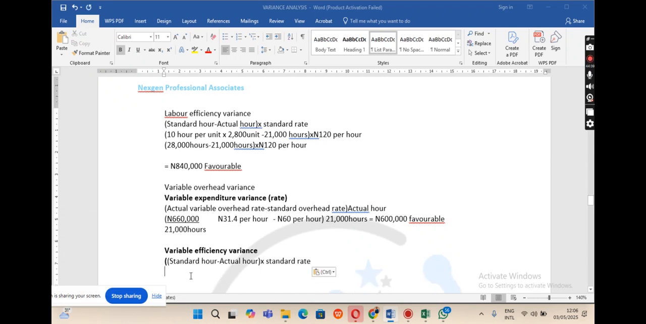Sir, this variance expenditure is 600,600. Now, when you calculate this place, 660 divided by 21,000, what do you have? She's right. It's 600,600. When you divide this, 660 divided by 21,000, what do you have? 31.4. Sir, we will not approximate, right? We just calculate it straight.